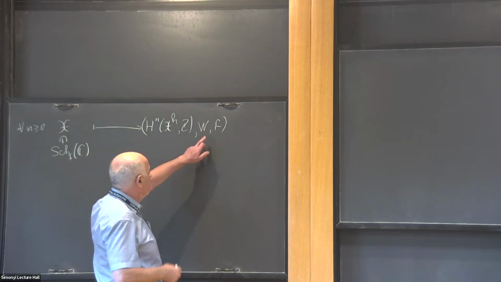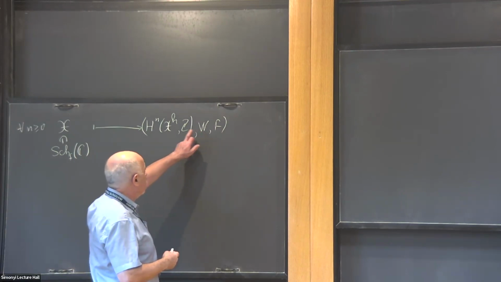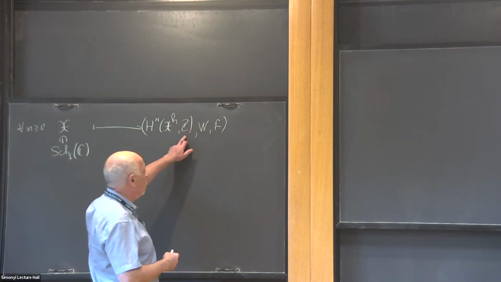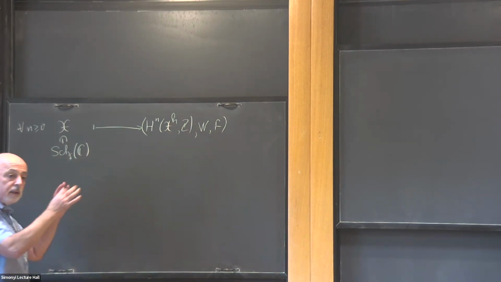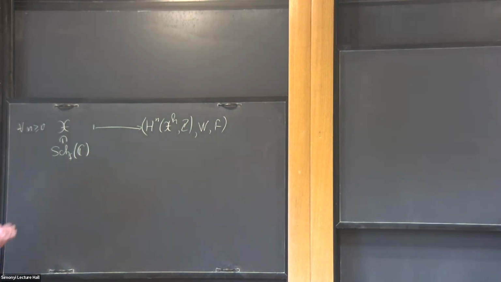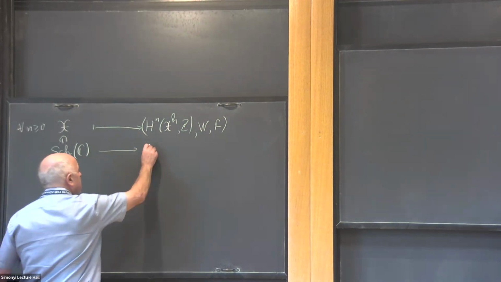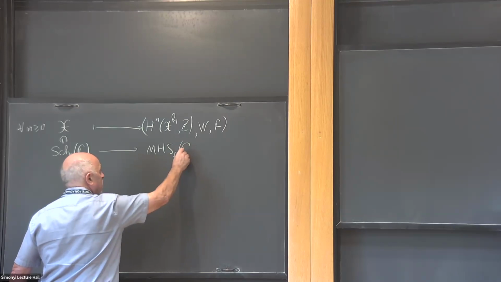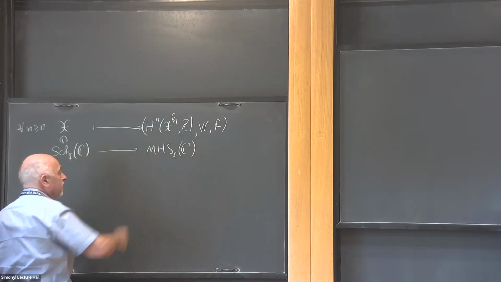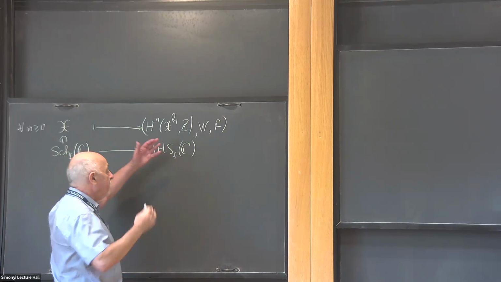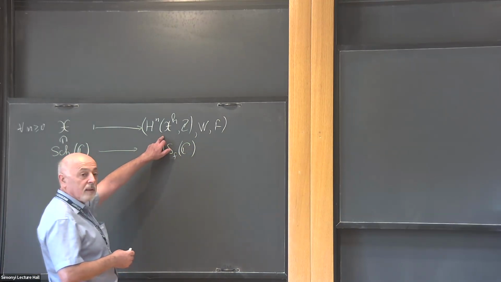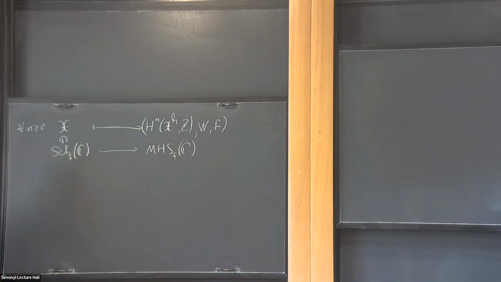W is a finite increasing filtration on the rational cohomology groups, and F is a finite decreasing filtration on complex cohomology groups, which are related in a certain way. I do not recall the definition. And this correspondence is a functor. So I define the category of mixed Hodge structures over C, and F stands for finite. This means that these are finitely generated abelian groups.